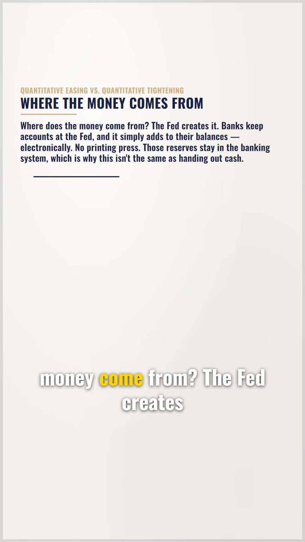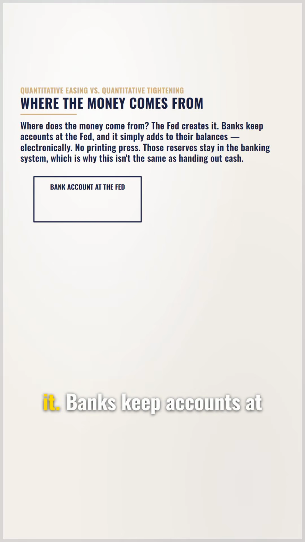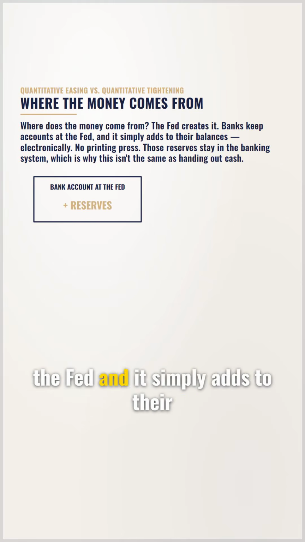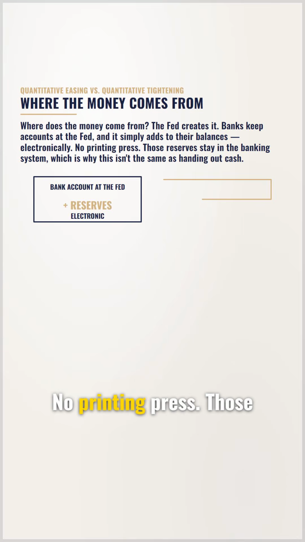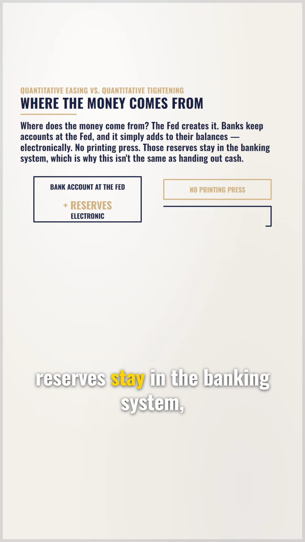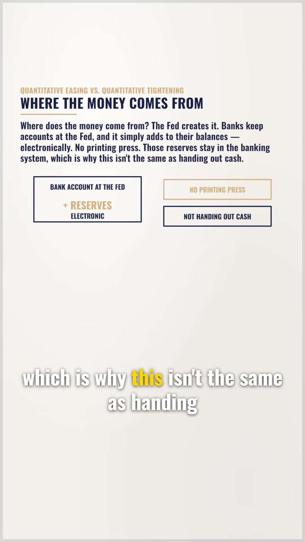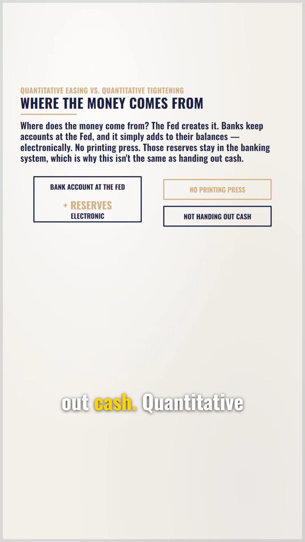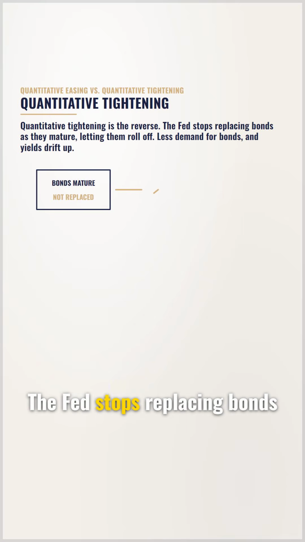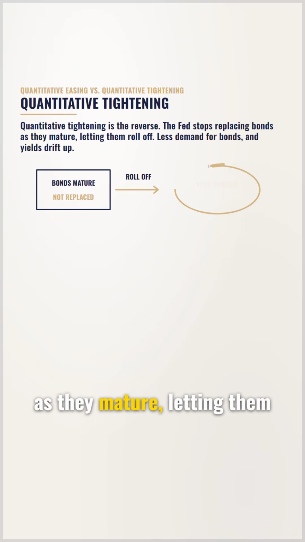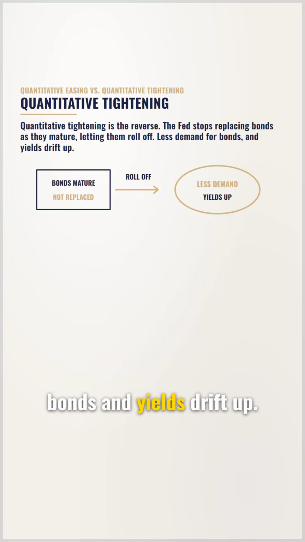Where does the money come from? The Fed creates it. Banks keep accounts at the Fed and it simply adds to their balances electronically. No printing press. Those reserves stay in the banking system, which is why this isn't the same as handing out cash. Quantitative tightening is the reverse. The Fed stops replacing bonds as they mature, letting them roll off. Less demand for bonds and yields drift up.